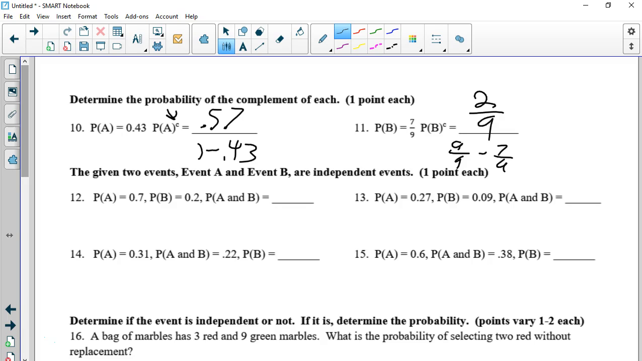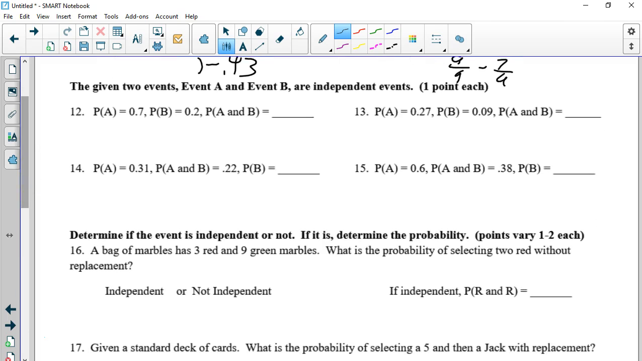So you can think about it as money, like this, or even 0.57 is 57%. What did you miss? You missed 43%, that kind of thing, or 43, 57. So 7 ninths and 2 ninths make a whole. 57 cents and 43 cents make a whole 1.